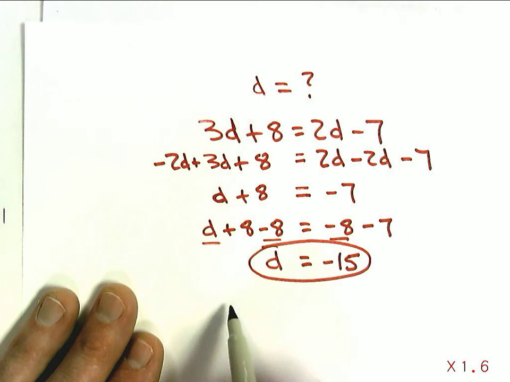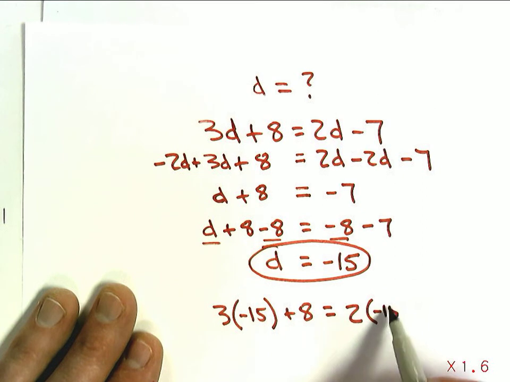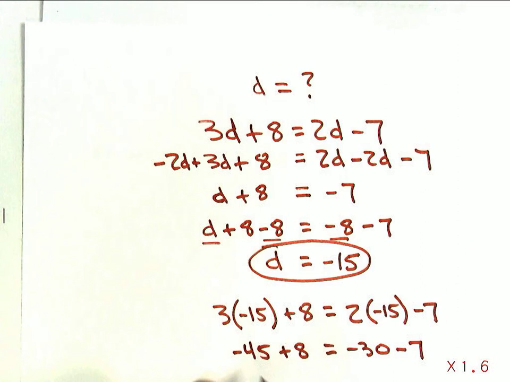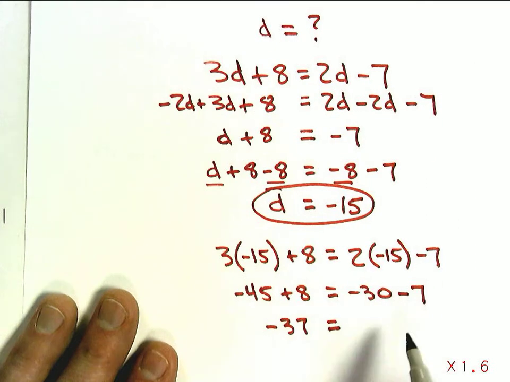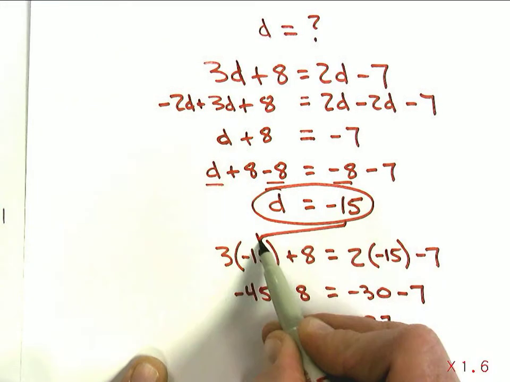And I can always check. 3 times d, or 3 times negative 15, plus 8 is supposed to equal 2 times negative 15 minus 7. So that's 3 times negative 15 is negative 45 plus 8 should equal negative 30 minus 7. Negative 45 and a positive 8 is negative 37 equals negative 37. So this solution works.